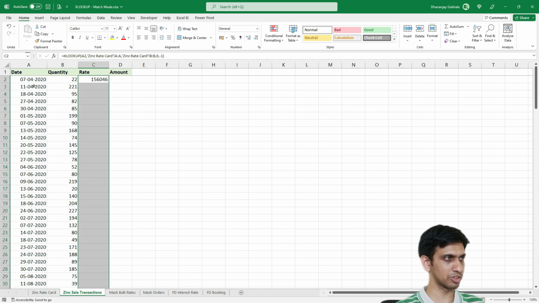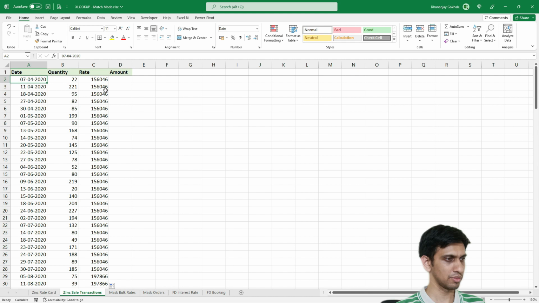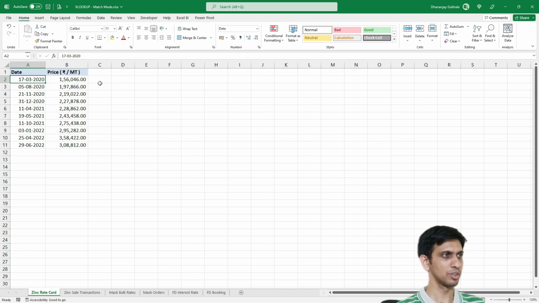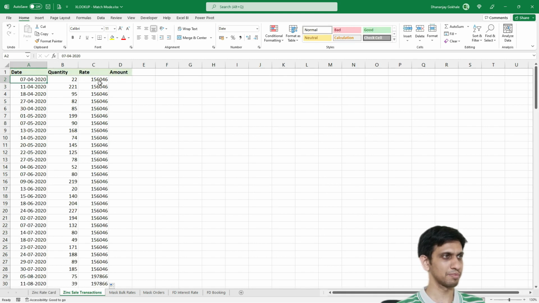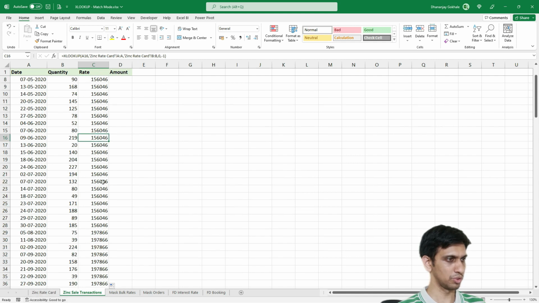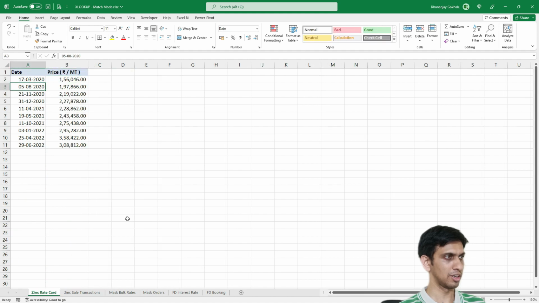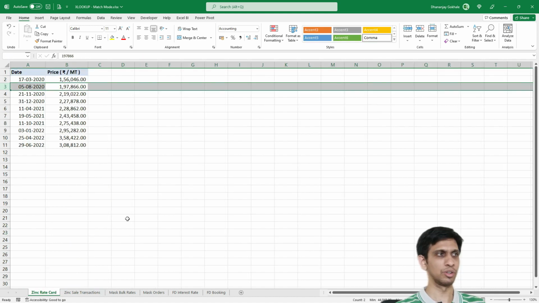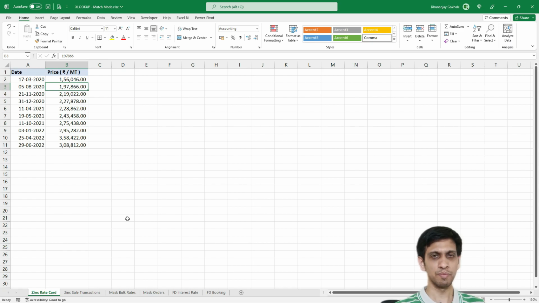Let's cross-check any of the rates. 7th April 2020. So the rate is 1,56,000. Correct. Till 4th August it took the rate 1,56,046. The moment the date changed, it took this rate.